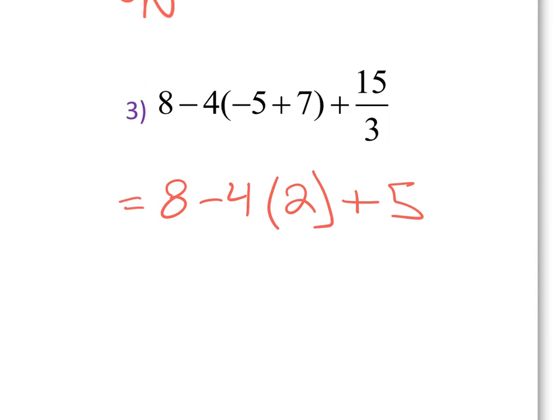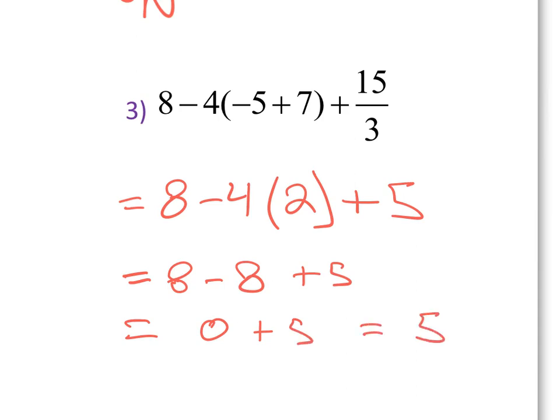Now here's a big part here that's important. Multiplication comes before subtraction. It's very easy to try to do the 8 minus 4 first, but that's not what you do yet. You've got to multiply 4 times 2. So now I'm going to get 8 minus 4 times 2 is 8 plus 5. And now I can just go left to right. 8 minus 8 is 0 plus 5, which is a total of 5. So those are some order of operation problems.